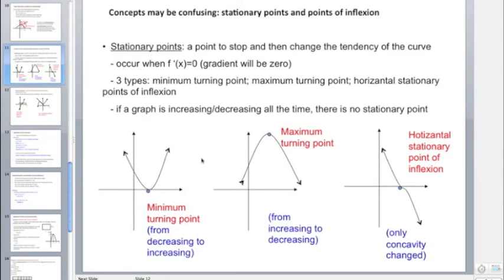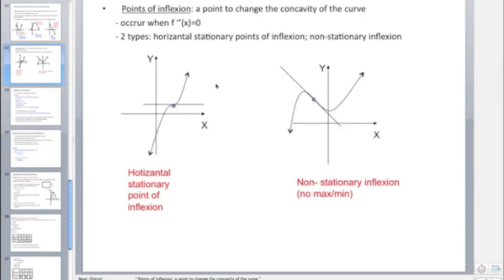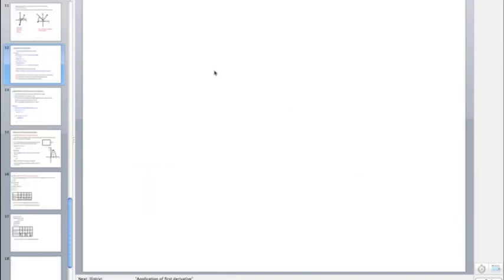Stationary points and points of inflection might be kind of confusing, but just remember, stationary points occur when the first derivative equals 0, and at that point, the gradient will be 0. The point of inflection is a point where the concavity of the curve changes. It occurs when the second derivative equals 0.